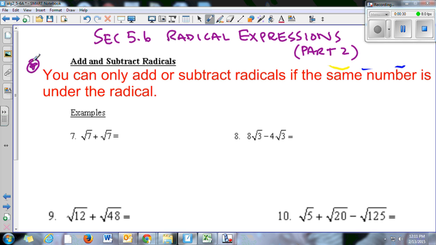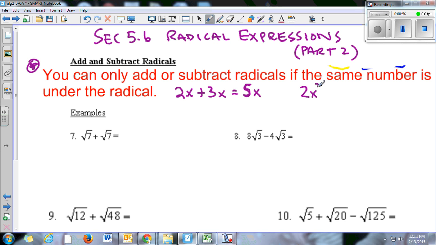Adding and subtracting radicals, as I have typed out here, you can only add or subtract radicals if the same number is under the actual radical. Basically what that means is they need to be like terms. We talk a lot about like terms when we talk about variables. Can I take 2x and add that to 3x? Well, I've got the same variable and each variable has the same power, and so those are like terms, and I can make that 5x.